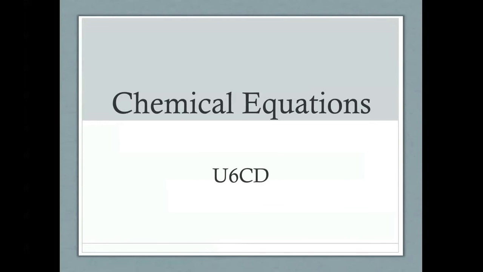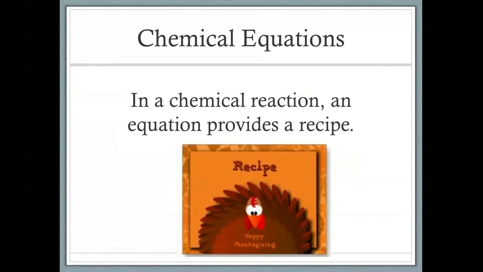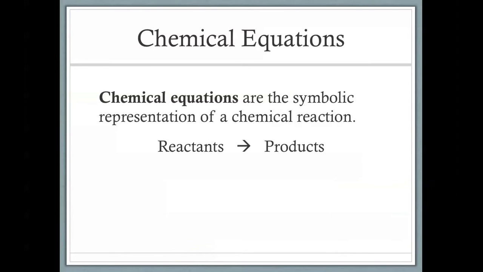All right, welcome. We're going to be going over how to balance chemical equations, but what we're basically going to review right now is why we do it. Again, a chemical reaction is just an equation that basically provides us a recipe. It tells us our reactants and our products, so what goes in and then what's produced at the end.